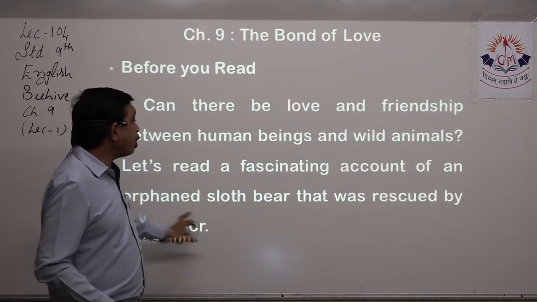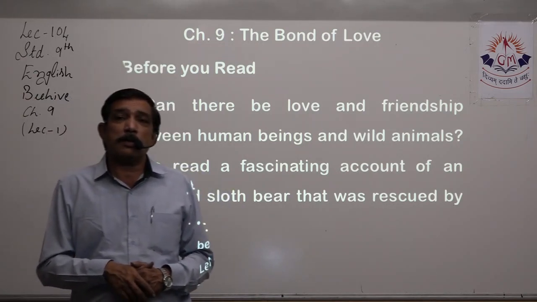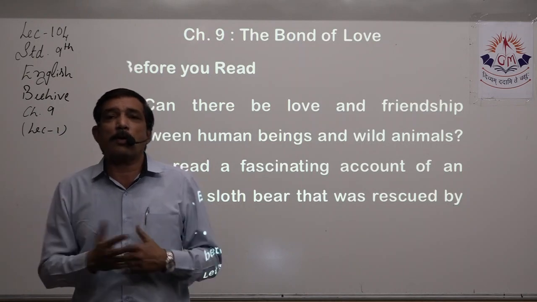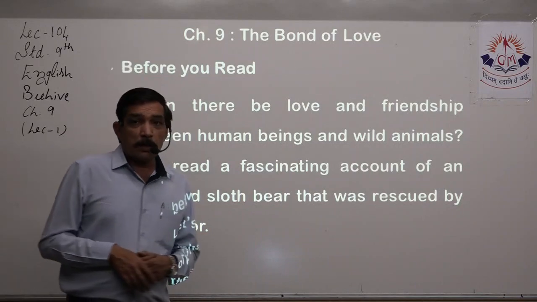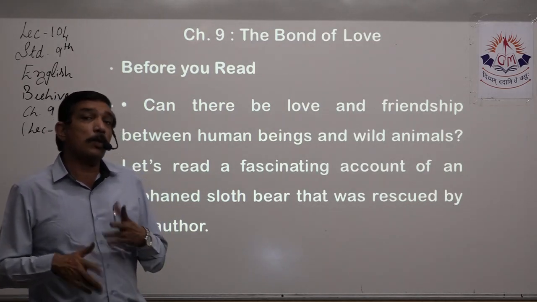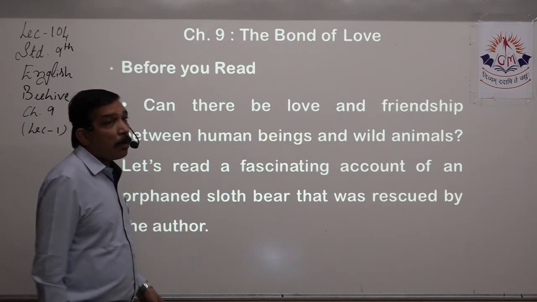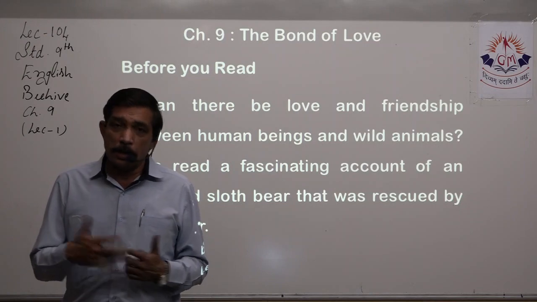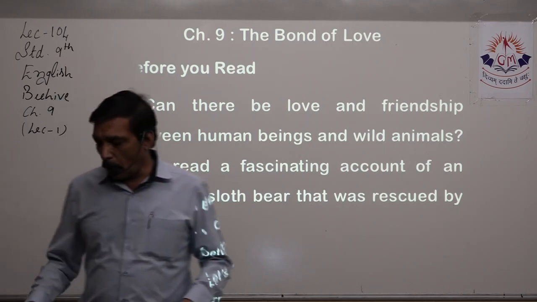story of an orphaned sloth bear. The sloth bear, you know, is found in the jungles of the Himalayas. And they sometimes come down to the plain areas also a little bit, because they love forest, and apart from natural forest, they are not found. The sloth bear is quite slow, and looks like a bear, but is slower than a bear, and a little smaller in size than a normal bear, right? Orphan: the bear lost its parents, so it is orphaned without a parent, and it was rescued and saved by the author.